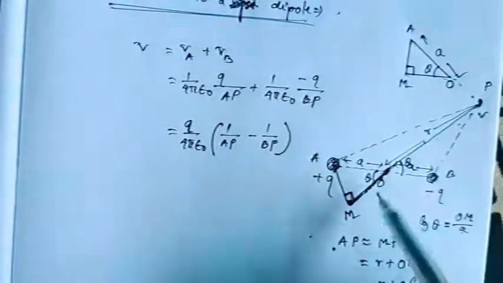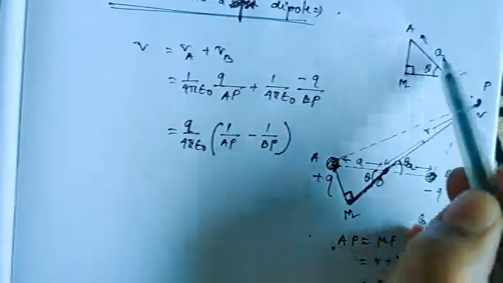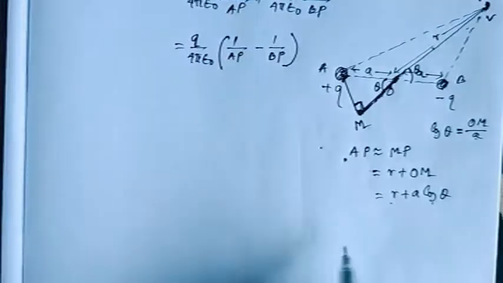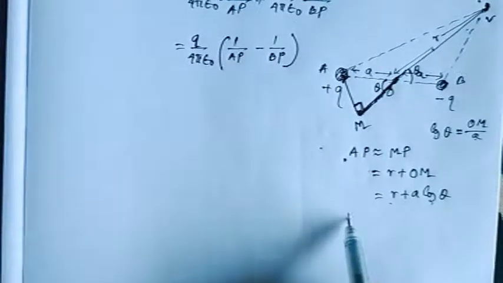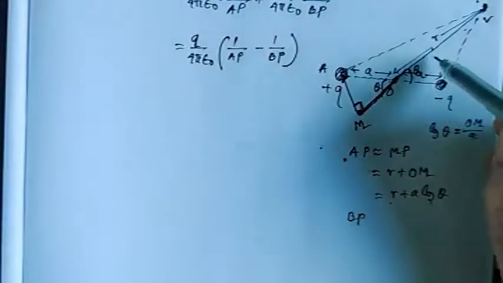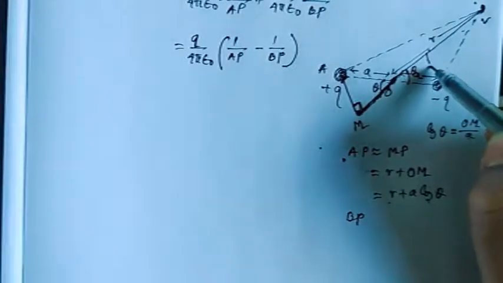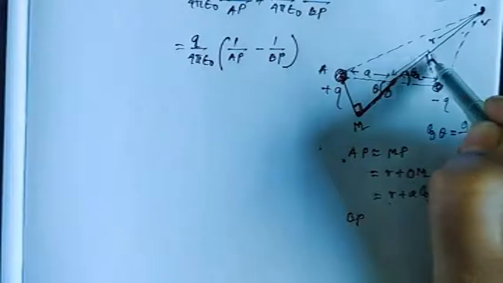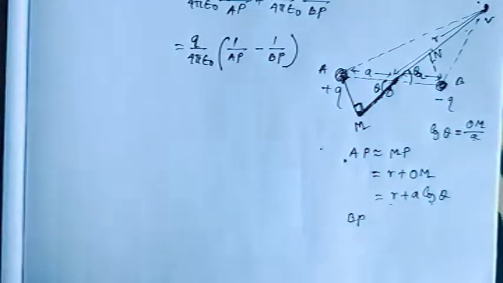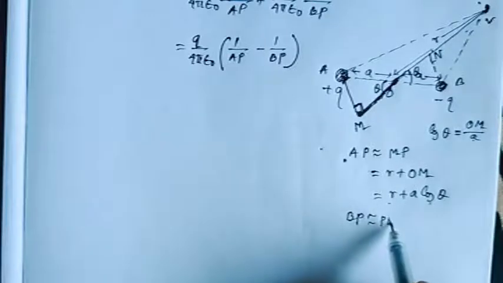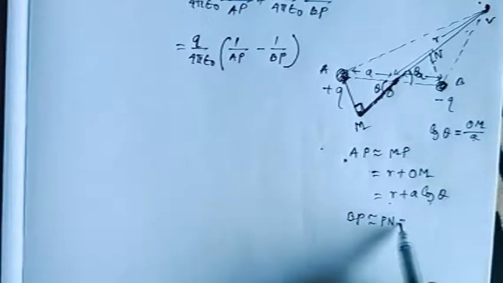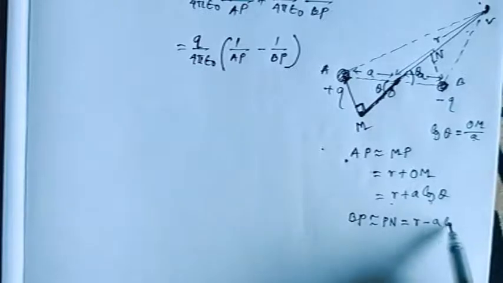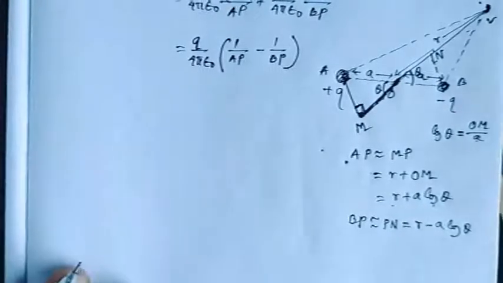Look at this. This triangle is just looking like this. Okay, so R plus A cos theta. Like the same way, we can also write this BP. If we draw a perpendicular here, let us assume this is N. Therefore, BP tends to PN, and that equals R minus A cos theta. You can solve it on your own, I hope.